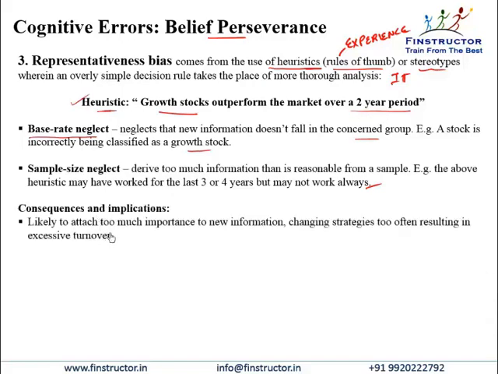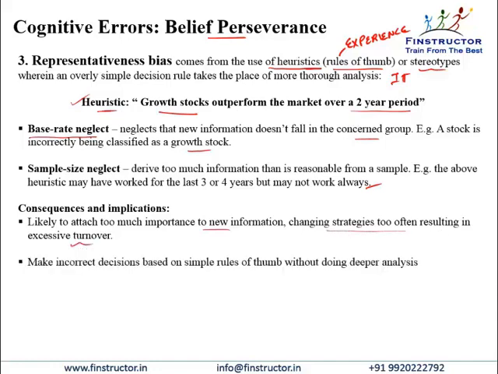So what this will result in is that investors will attach too much information to new and recent information. These heuristics will keep changing. Some 2-year period growth stocks will do well, some 2-year period value stocks will do well, one category may do well. So if you keep deriving heuristics like this, you'll end up changing strategies too often, resulting in excessive turnover in your portfolios. So you can make incorrect decisions based on simple rules of thumb without going deeper or doing a deeper analysis.